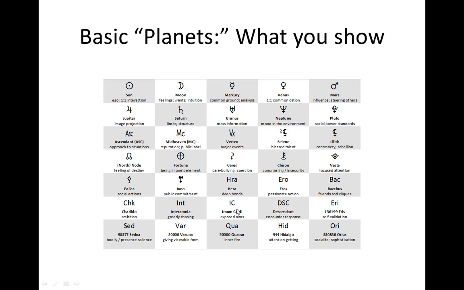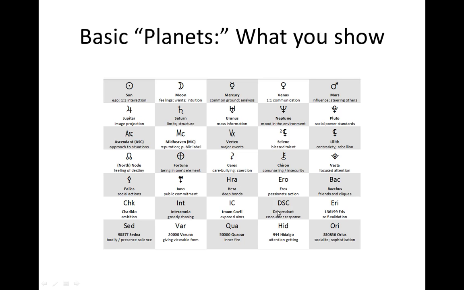It's really, really strong, as is the Descendant. The Descendant is your encounter response. As I said earlier, it is opposite the Ascendant, and so when you're approaching a new situation, you have a style of approach, but you also have this thing that you do personally as you approach it. So it turns out that the IC and the DSC are stronger than the ASC and the MC.